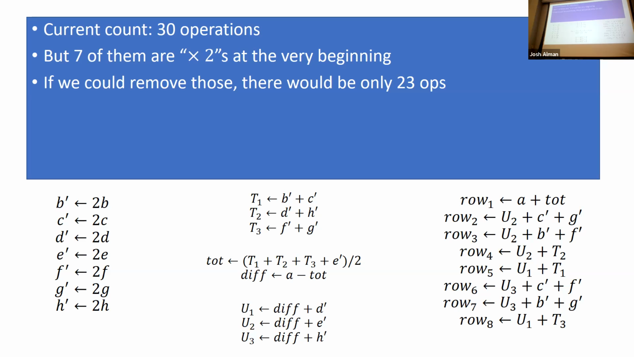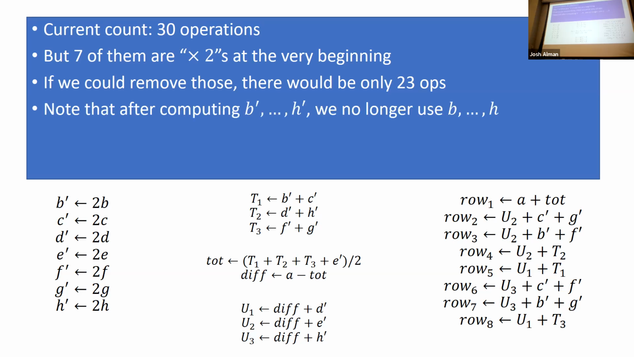Okay, one observation we can make about the algorithm is that after computing these b prime through h prime, the whole rest of the algorithm only uses b prime through h prime. It doesn't use b through h anymore. Once we have these times 2s, we don't care about the original not multiplied by 2 values anymore.